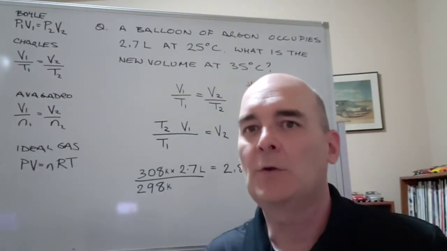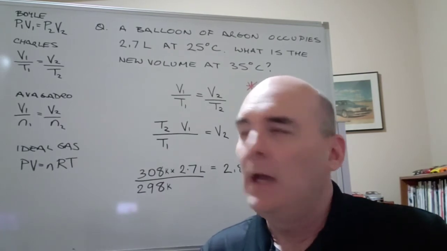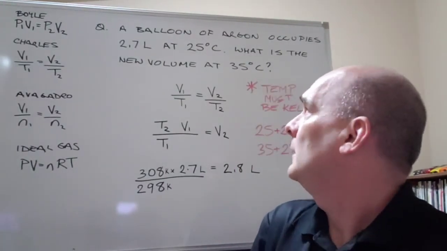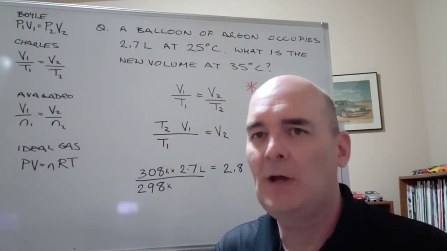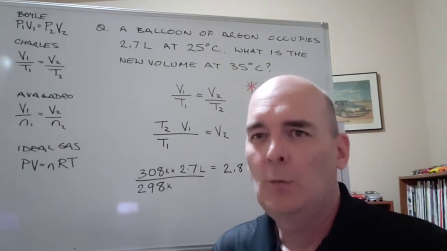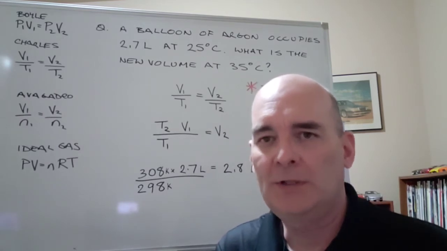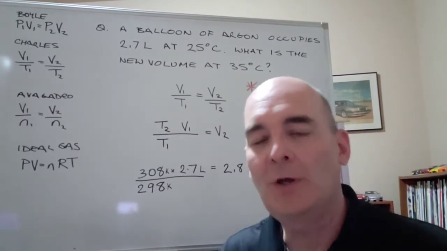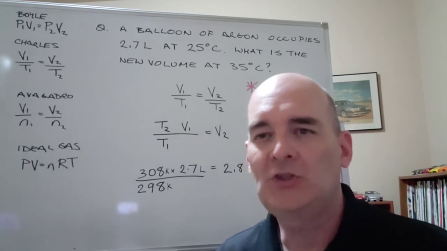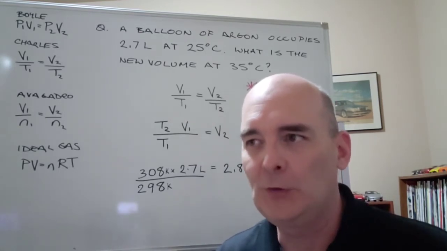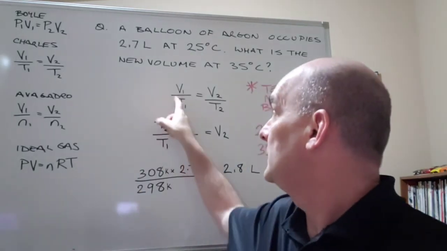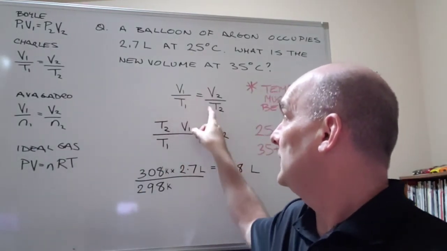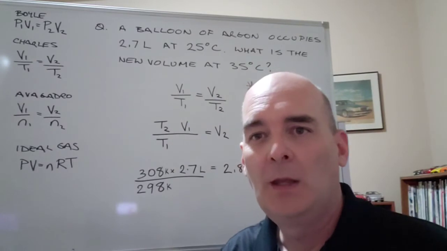Okay, here's a second question. A balloon of argon occupies 2.7 liters at 25 degrees Celsius. What will be the new volume at 35 degrees Celsius? Again, it's a question about a change. This change includes volume and temperature. This is Charles's law. V1 divided by T1 equals V2 divided by T2.